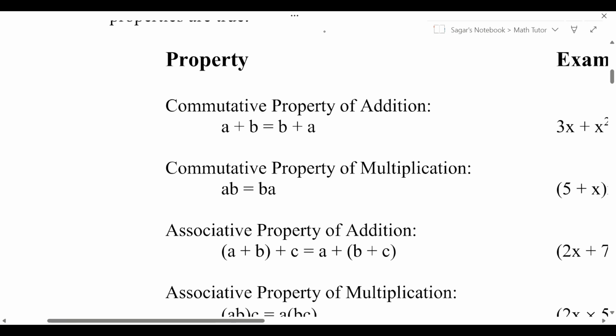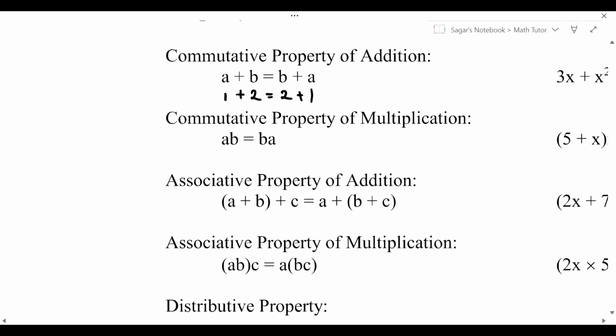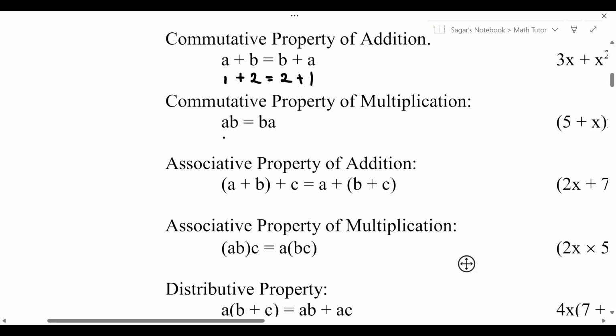Commutative property of addition. That's the first one. Let's say a is 1 and b is 2. So that's 1 plus 2, which equals 2 plus 1. Both sides of the equation are equal to 3. So all of these laws, you could say, they're all true, but I'm showing you in terms of numbers, so you have a visual picture. On the left side, we've got 1 times 2, and on the right side we've got 2 times 1. We see it's the same solution.